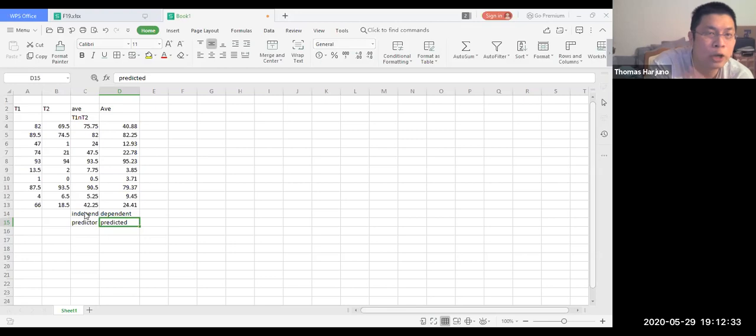Of course, we don't know yet if test 1 and test 2 are a good indicator of what a student will get at the end of the semester, right? But that's what we try to do. That's the strength of the linear regression that we see later on.